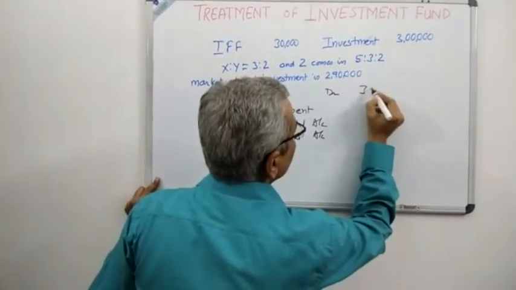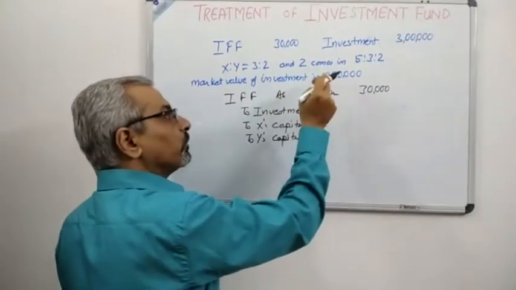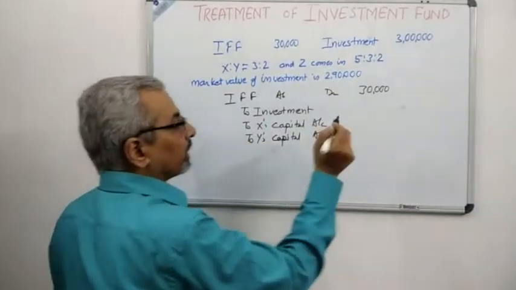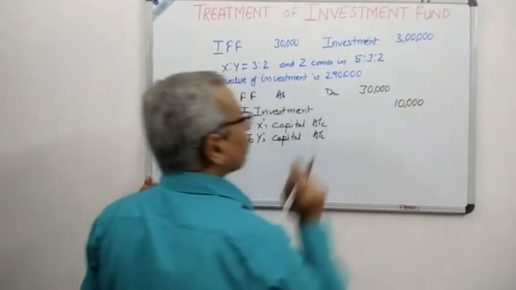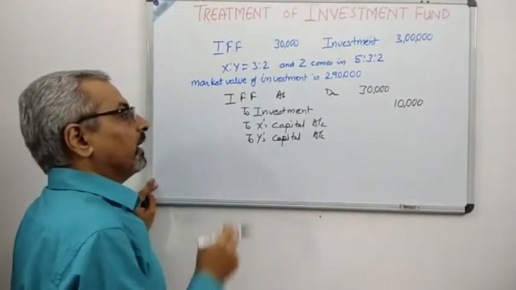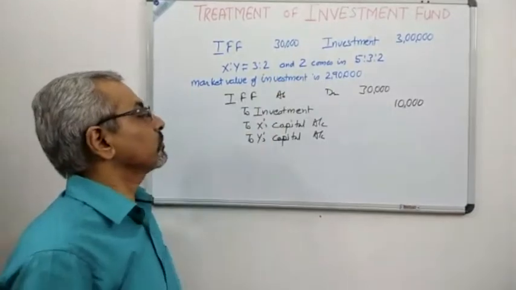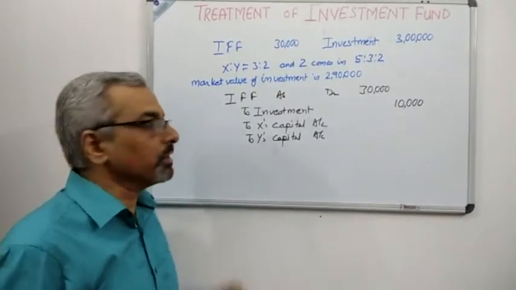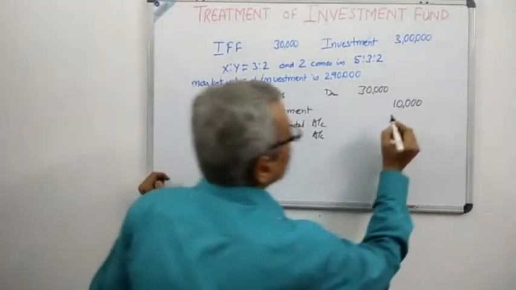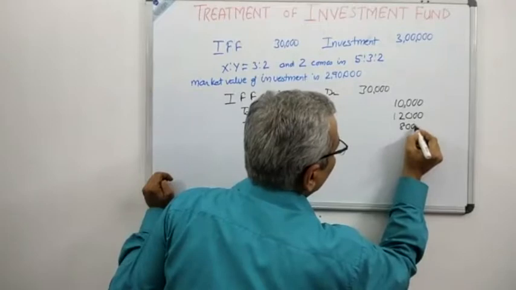The investment fluctuation fund is 30,000, and as the value of investment has reduced to 2,90,000, 10,000 will be taken out from that, and therefore there is 20,000 left, and 20,000 will be distributed among X and Y in the ratio 3:2. So 20,000 divided by 5 gives us 4,000. Therefore 4,000 into 3 will be 12,000 for X and 8,000 for Y.